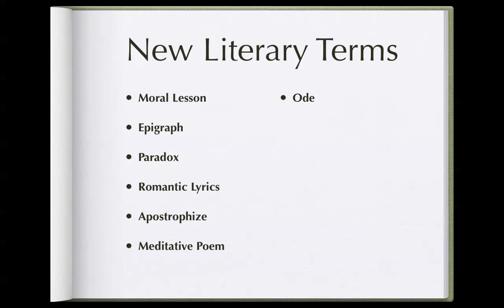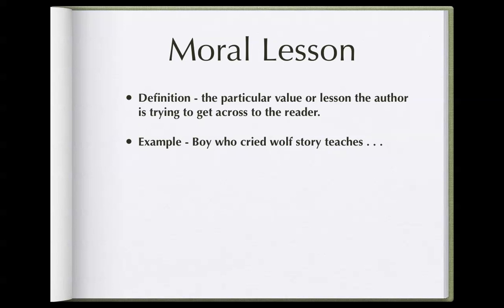So the new literary terms that we're going to look over are moral lesson, epigraph, paradox, romantic lyrics, apostrophe, meditative poem, and ode. So let's take a little look here. All right, first, a moral lesson. The definition of this is the particular value or lesson the author is trying to get across to the reader.